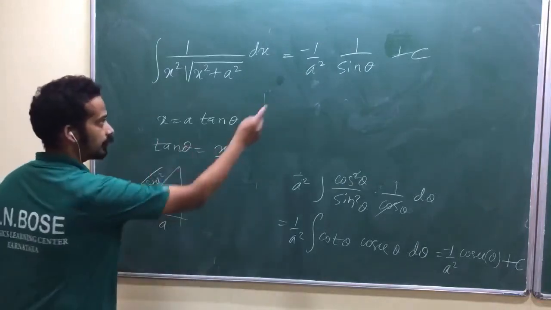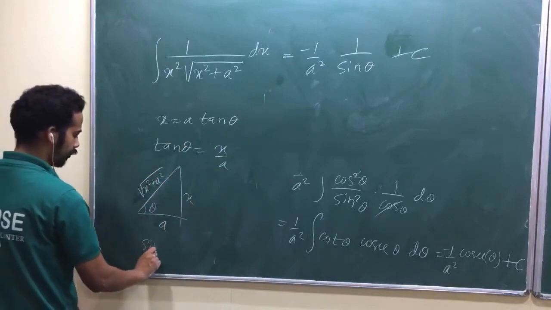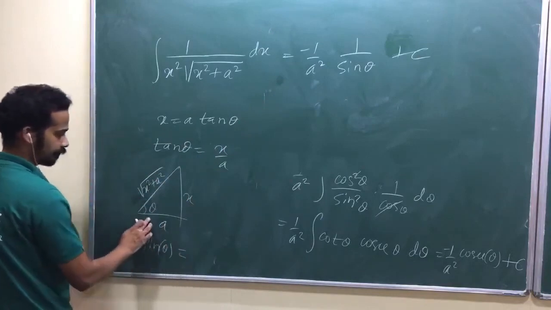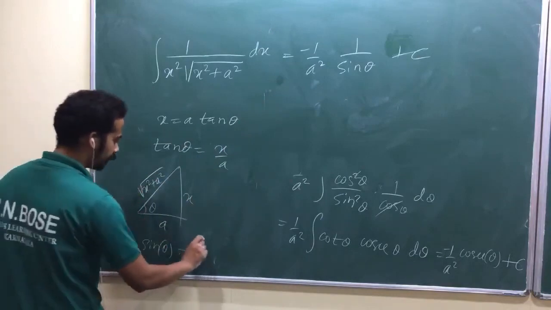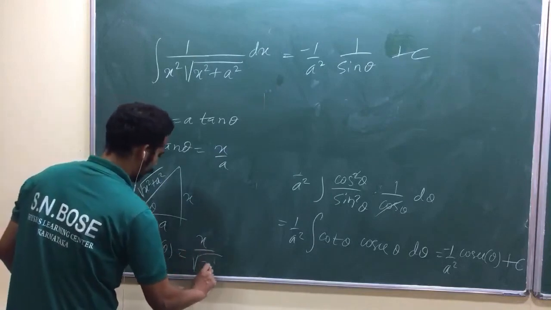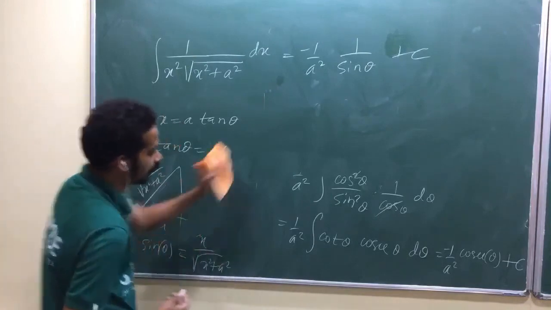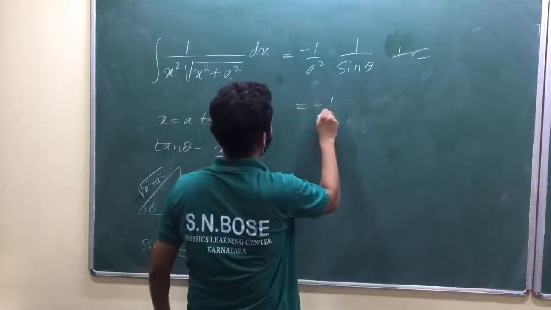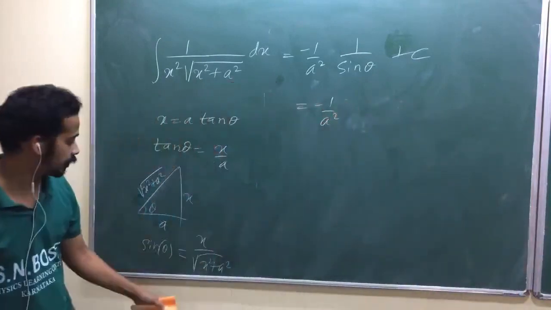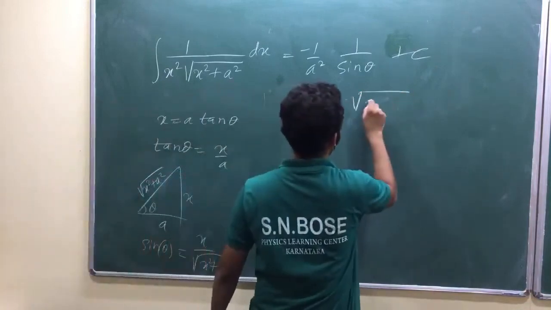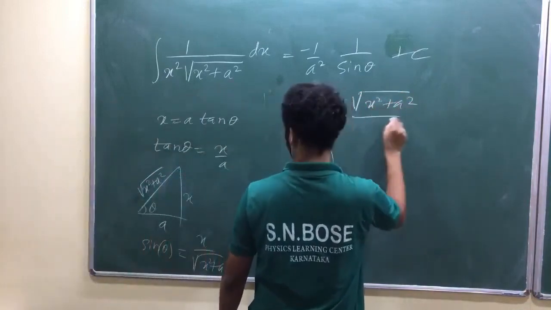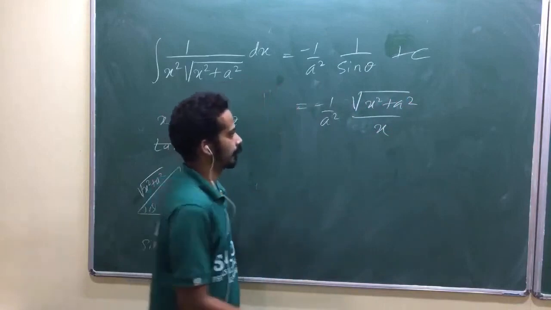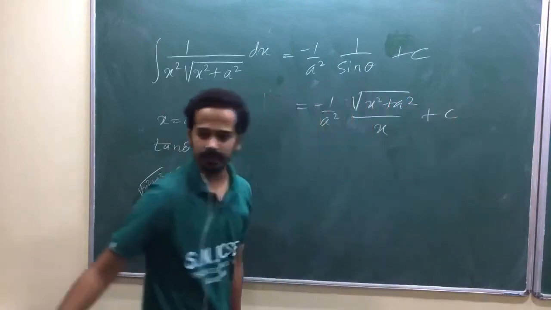Then from this, define sine theta. What is sine theta? Opposite side by hypotenuse, x by root of x square plus a square. You have 1 by sine theta here, minus 1 by a square. 1 by sine theta means the reciprocal of this, root of x square plus a square whole divided by x, plus c. Practice this kind of integral.